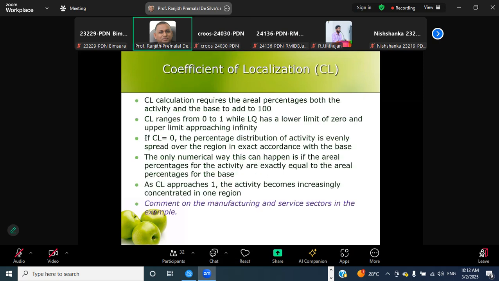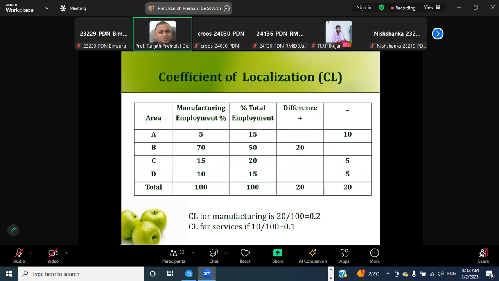So, from the coefficient of localization, we look at what it requires. We look at the 4 areas. We look at the manufacturing sector employment from the total employment. So, total employment percentage is 15 for area A, manufacturing employment 5%. So, difference is minus 10. Second area 70 and 50, it is plus 20. Third area C 15 20 minus 5, and D 10 15 minus 5. So altogether minus 20 and plus 20.